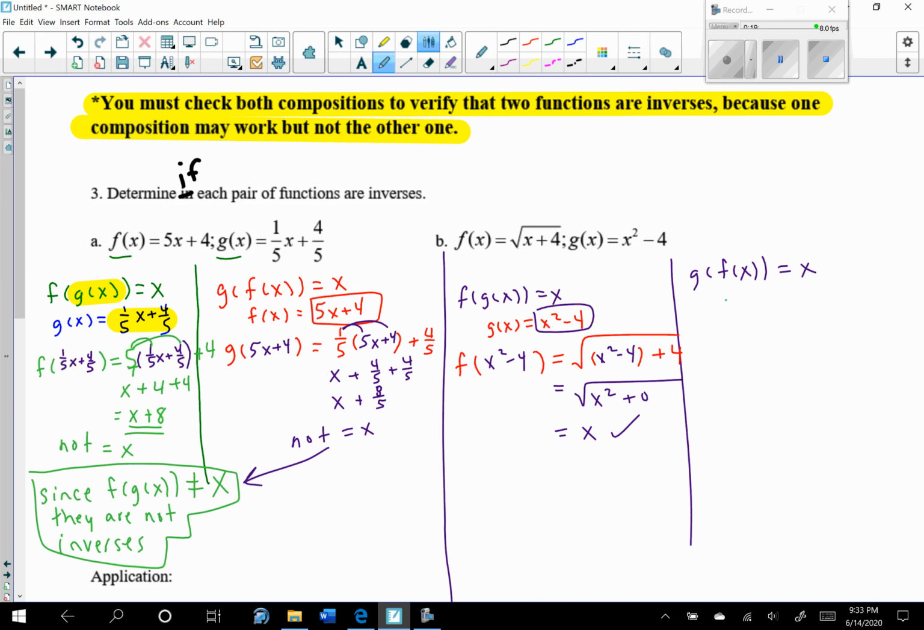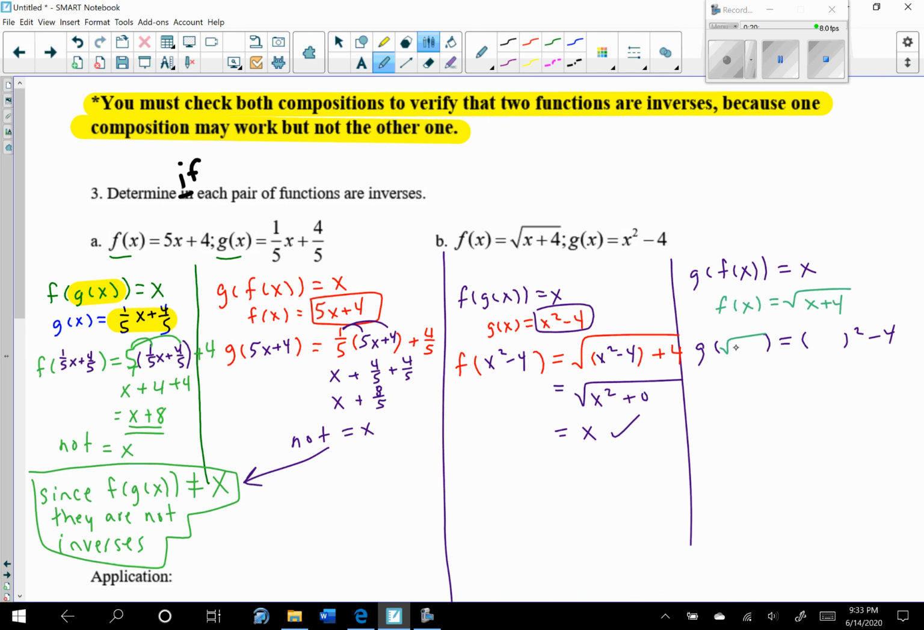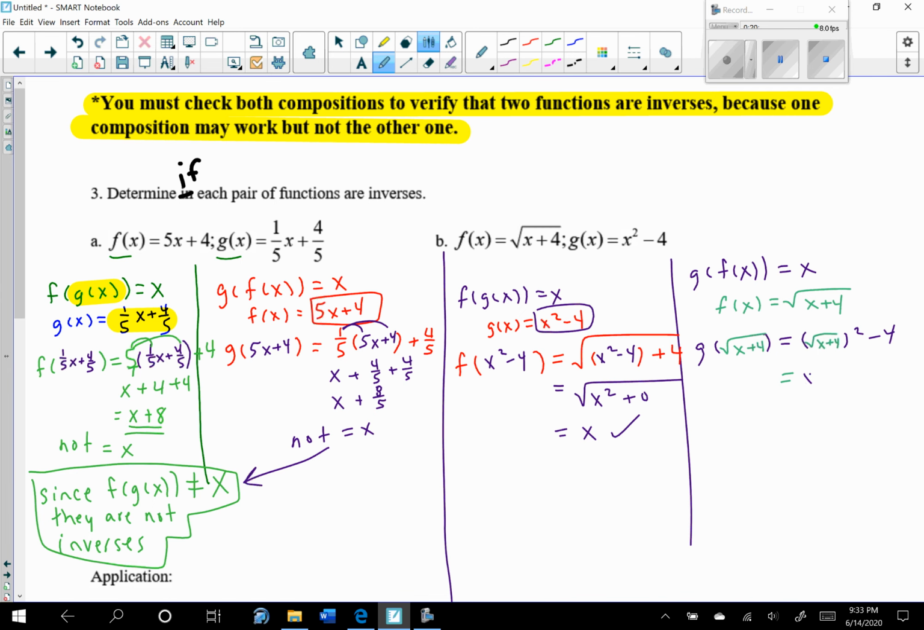So for this one, we have f of x, which is root x plus 4, and we're plugging that into the g of x function. So g of parentheses is parentheses squared minus 4. And again, what are we plugging in? We are plugging in the square root of x plus 4. When you have something squared and you're taking the square root, that cancels itself out. So that is equal to x plus 4 minus 4. Those cancel out to give you 0, so that is equal to x, so that checks out.